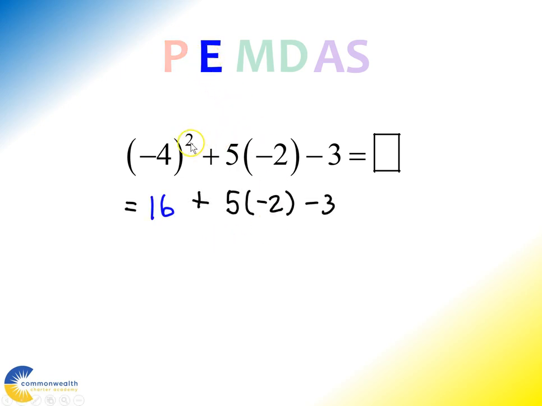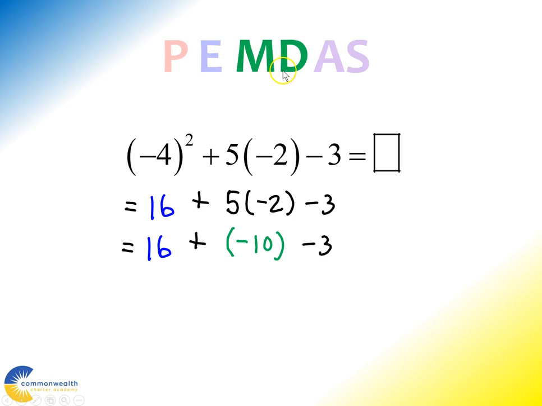And I do have an exponent here. So I'm going to work out that exponent. I'm going to take the -4 and raise it to the second power, which gives me a +16. There's no other exponents, so now I move on next to multiplications and divisions, which are done from left to right. Well, I only really have one multiplication, no divisions, it's a multiplication, 5 times -2, which becomes a -10. So the problem now becomes 16 plus -10 minus 3.